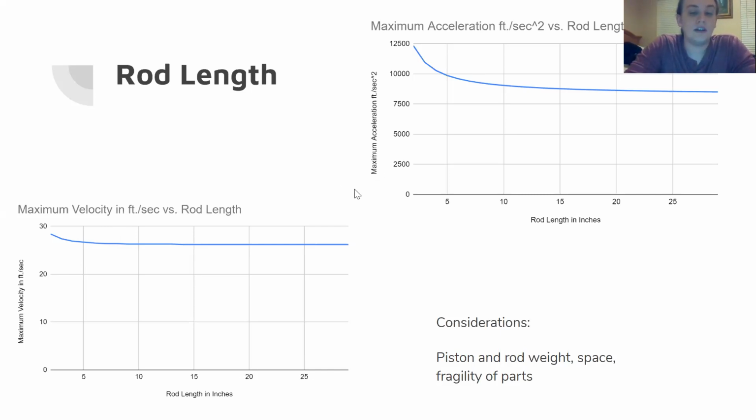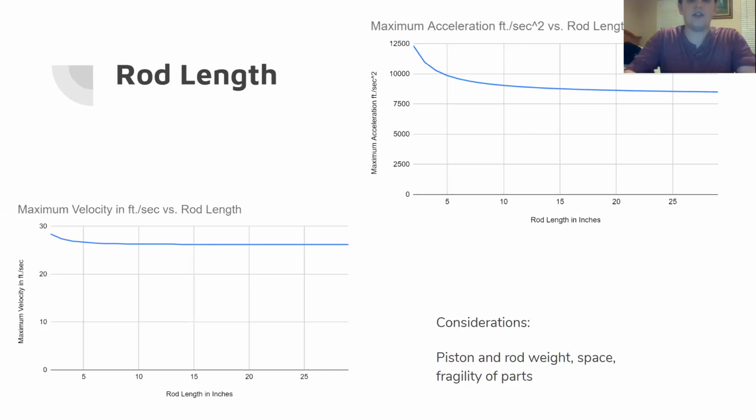So while it's an overall gain for fuel efficiency, the longer you have the connecting rod, eventually other considerations will have to stop the lengthening of the rod. That's why we settled on about 12 inches as probably the optimal length for the connecting rod, because after that, the returns of the decrease in maximum acceleration begin to fall quite low.